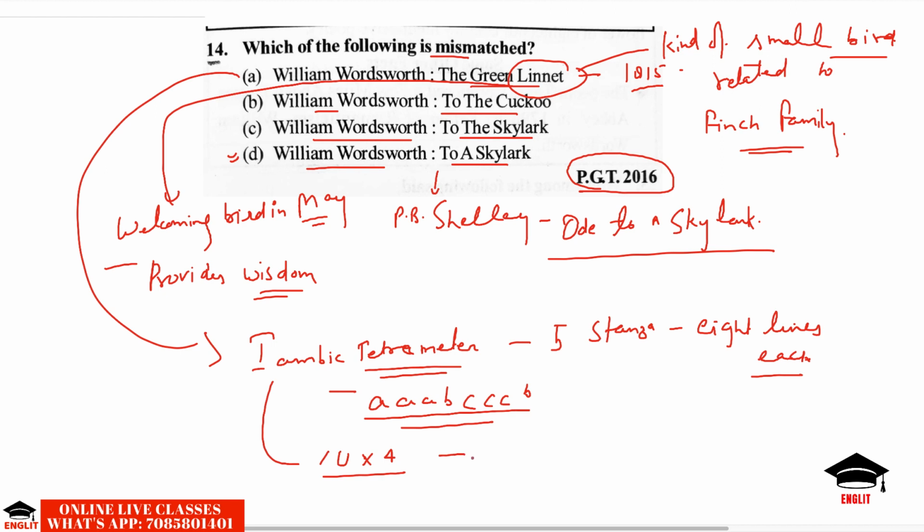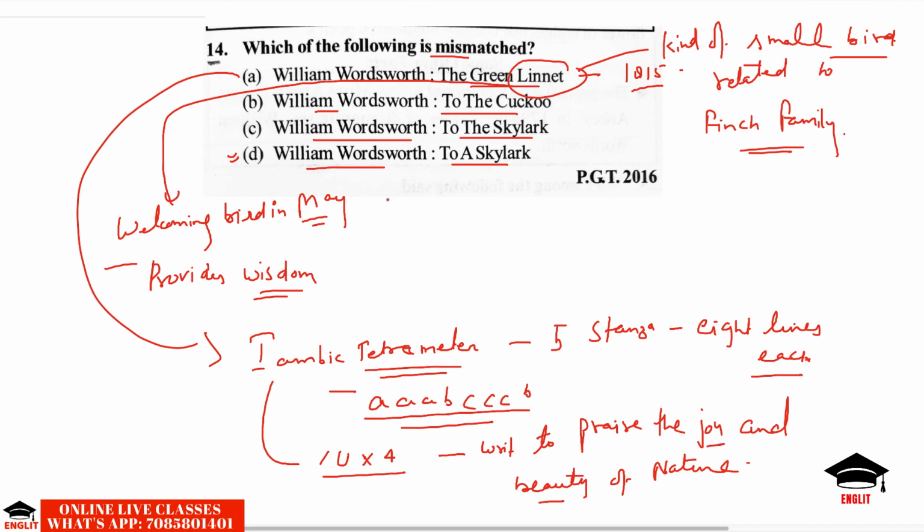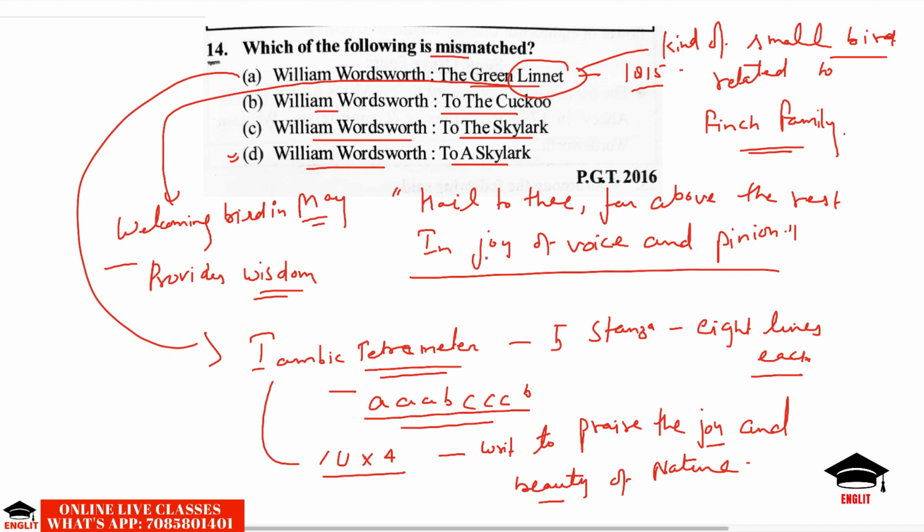The poem was written to praise and celebrate the joys and beauty of nature. So here in this poem, The Green Linnet, the poet praises the joy and the beauty of nature. As the opening lines themselves suggest, "Hail to thee far above the rest, in joy of voice and pinion." These are the opening lines and the famous lines of this poem, The Green Linnet. The poem was published in 2 volumes, 1807 and 1837.